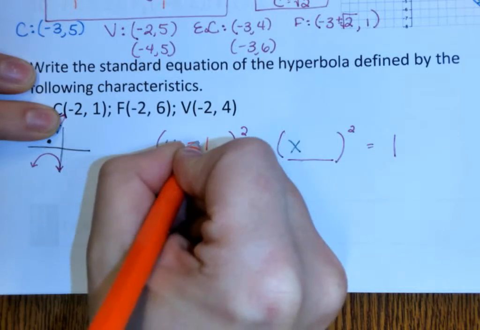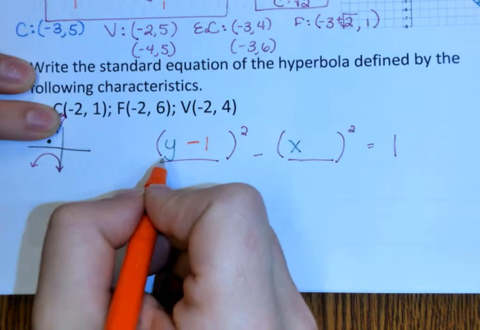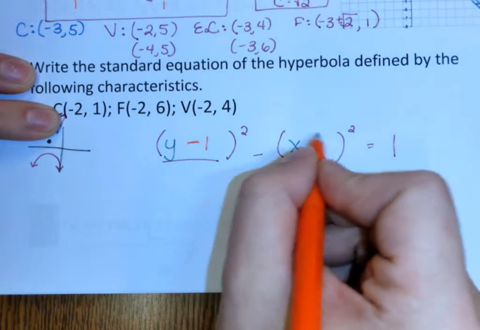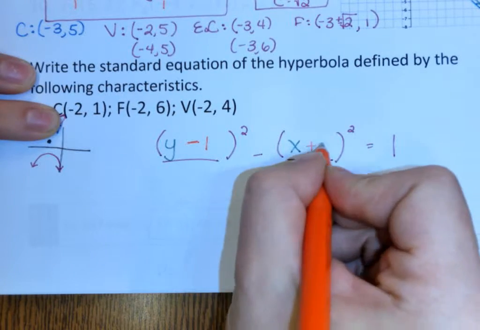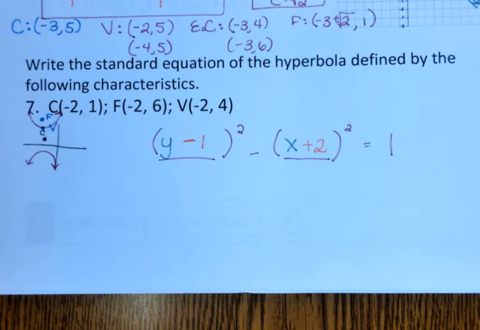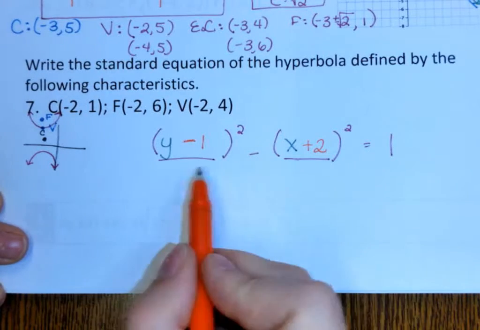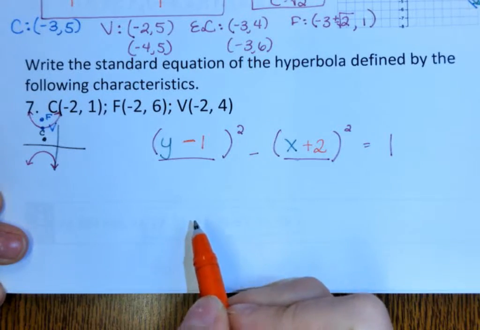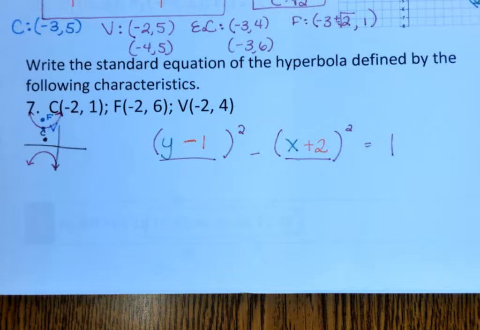-1, right. It's just a lot of people automatically want to put the x first. So just be careful. And then what number goes here? +2. So now all I need to find are the numbers that go in the denominators. So, alrighty, let's see here.